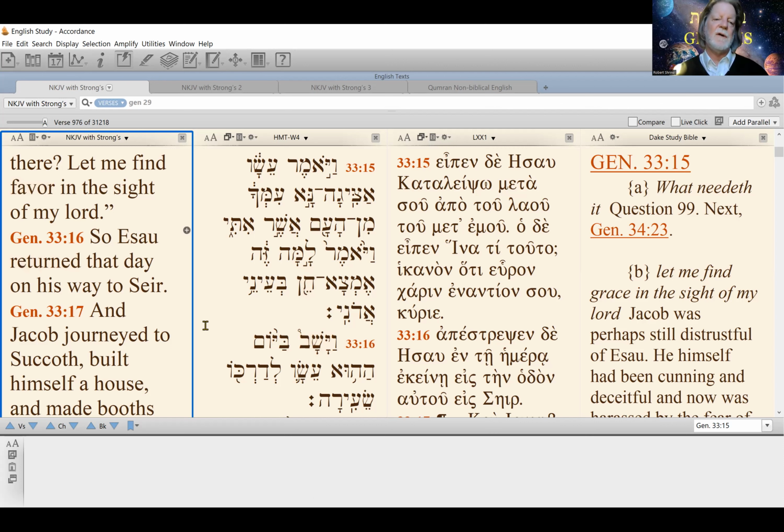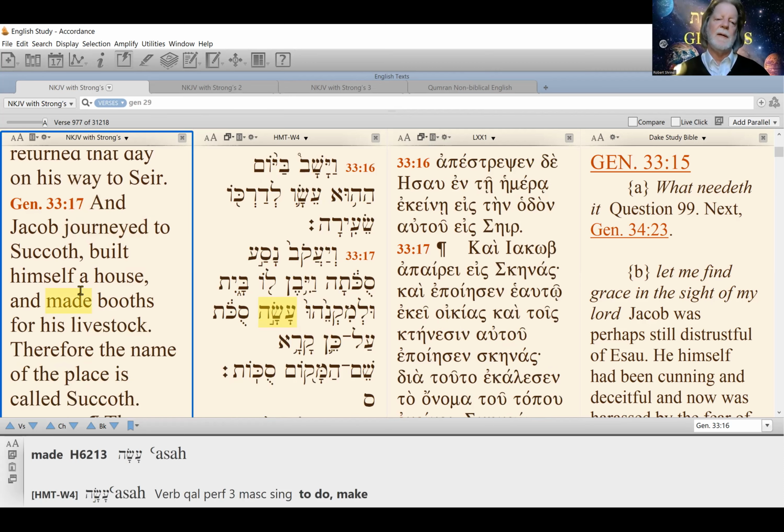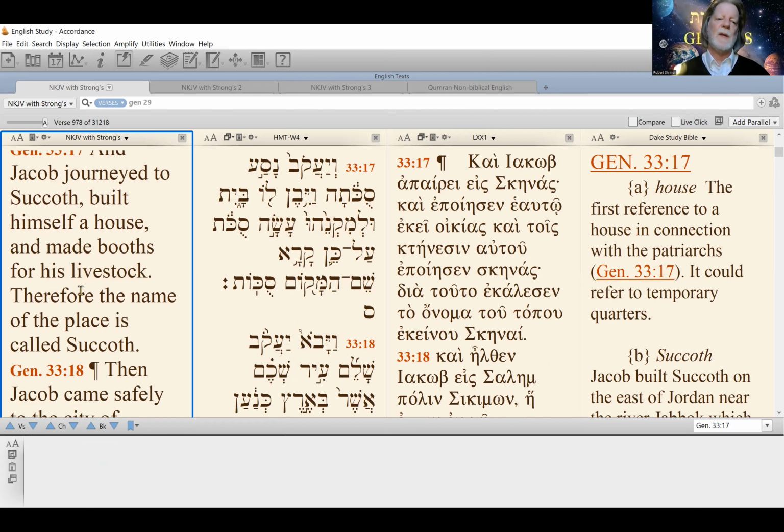So Esau returned that day on his way to Seir. And Yaakov journeyed to Sukkot and built himself a house and made booths for his livestock. What would that be? Kind of like corrals or something like that for his livestock. Therefore, the name of the place is called Sukkot.